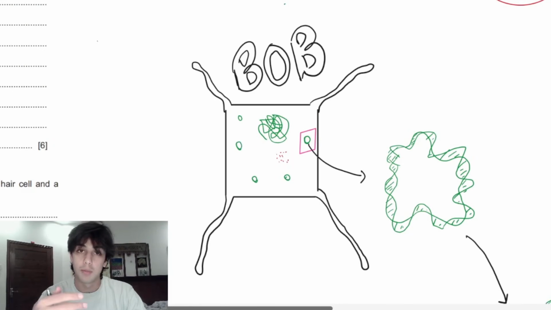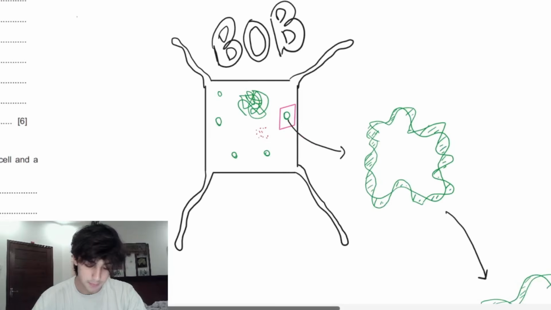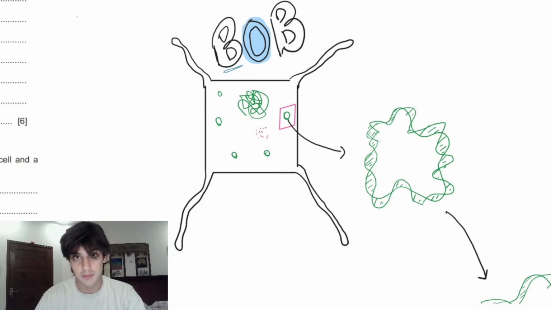Moving on, we've got Bob. Now we're going to talk about Bob a lot. Bob is my best friend. He's Bob the bacteria. Now why is this bacterium called Bob? I remember this because Bob has a circular shape, and just remember that bacteria starts with a B and has these circular plasmids. I know this is very lame, but it helps a lot, right?